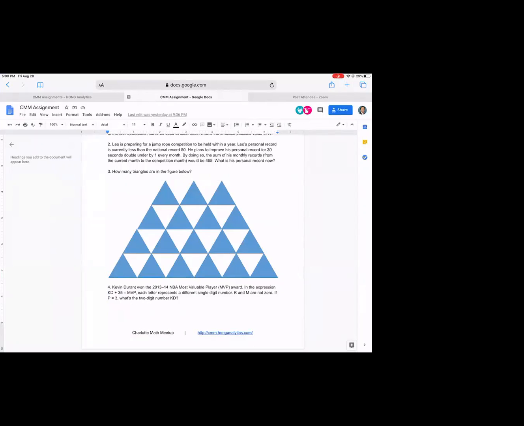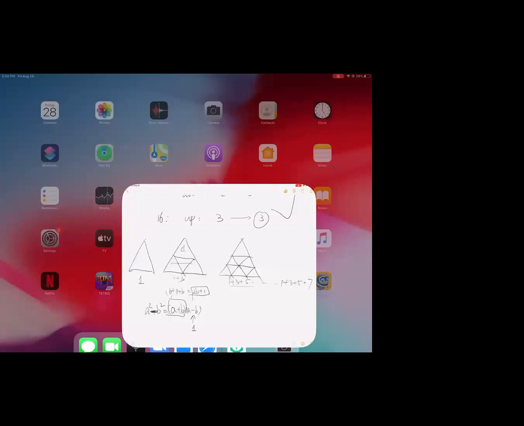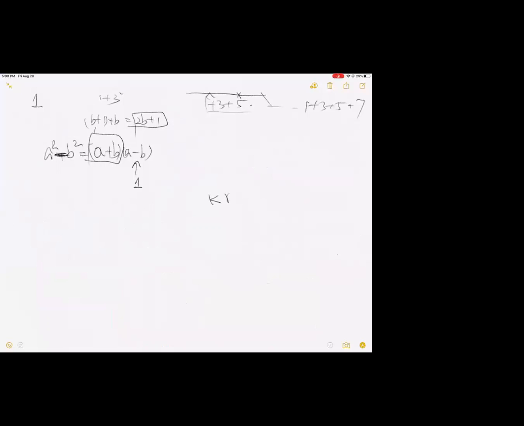Kevin Durant. KD plus 35 equals MVP. And I said all these, K, D, and M, V, and P, are all different numbers. So P equals 3. And what is KD?